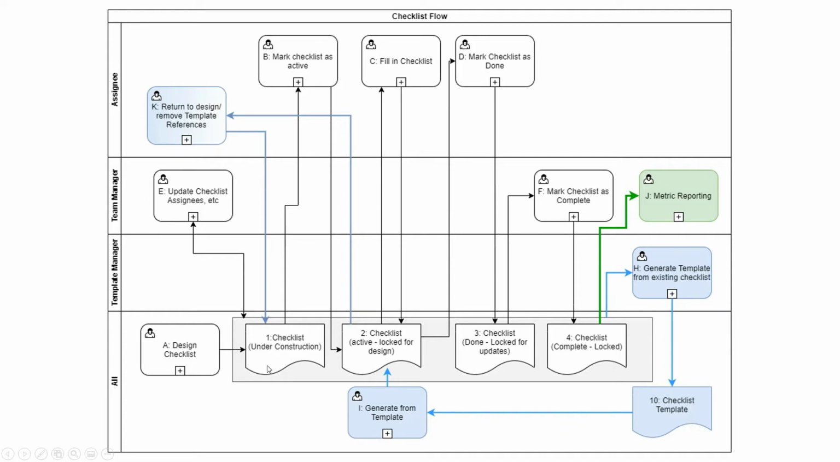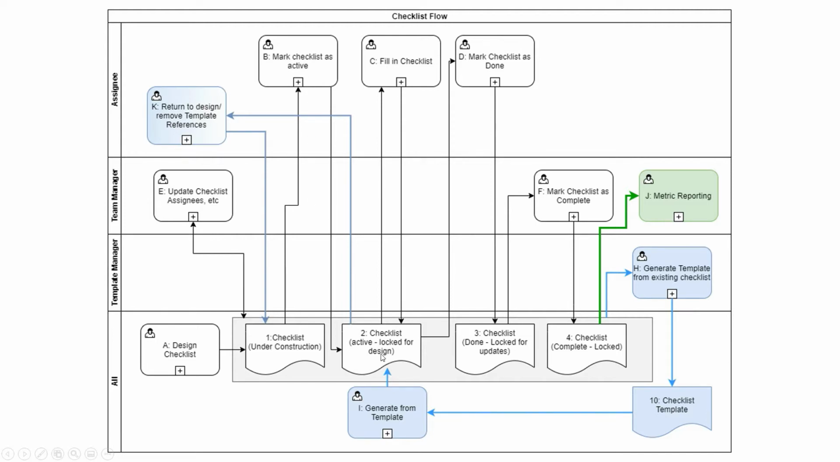When they design a checklist, that checklist starts in under construction status, which basically means it's in design mode, but people can't start filling in the checklist results until we move on from under construction. So under construction is the first status for a new checklist, and then the person who's the designer, who initially will also be the assignee for that checklist, moves that checklist to being active to move it out of design mode.